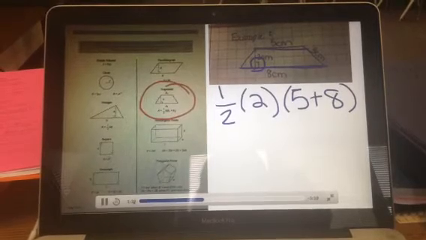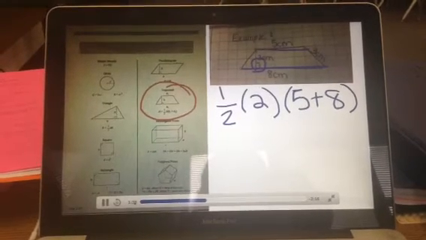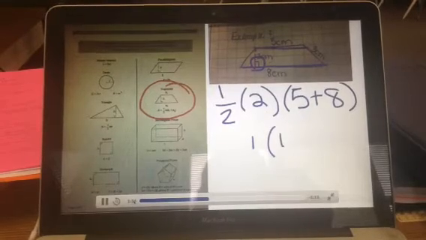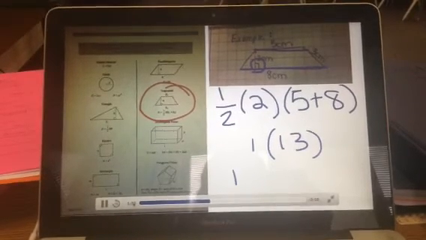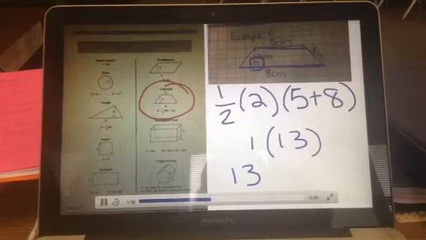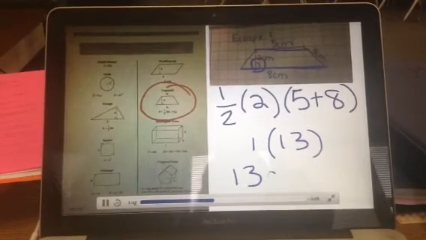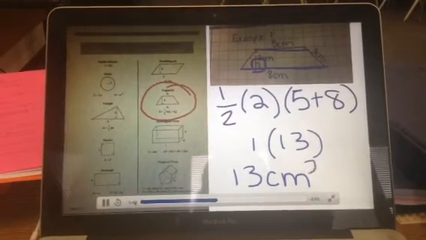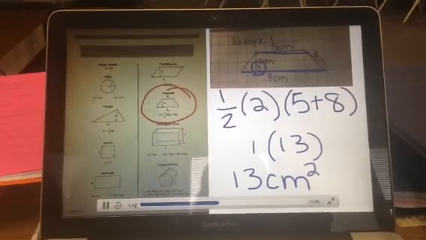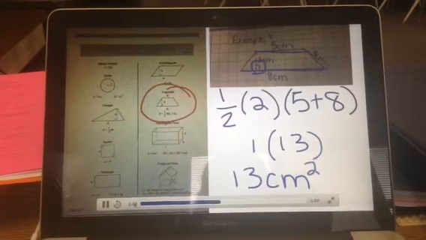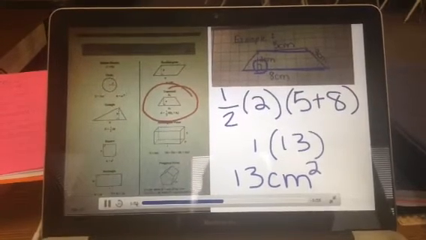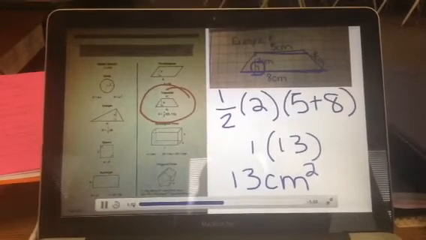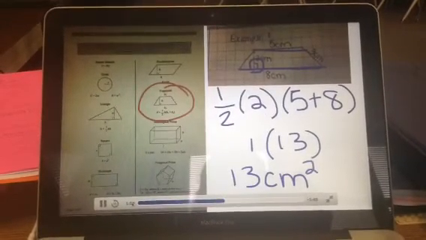So we have 1/2 of 2, that's 1. And then we would have 1 times 5 plus 8, which is 13. So our answer here is going to equal 13. And area is always shown in square units. Our units here are centimeters, so we have 13 centimeters squared. So all I did was take the formula and replace each variable with the corresponding part from the actual example. Let's try another one.